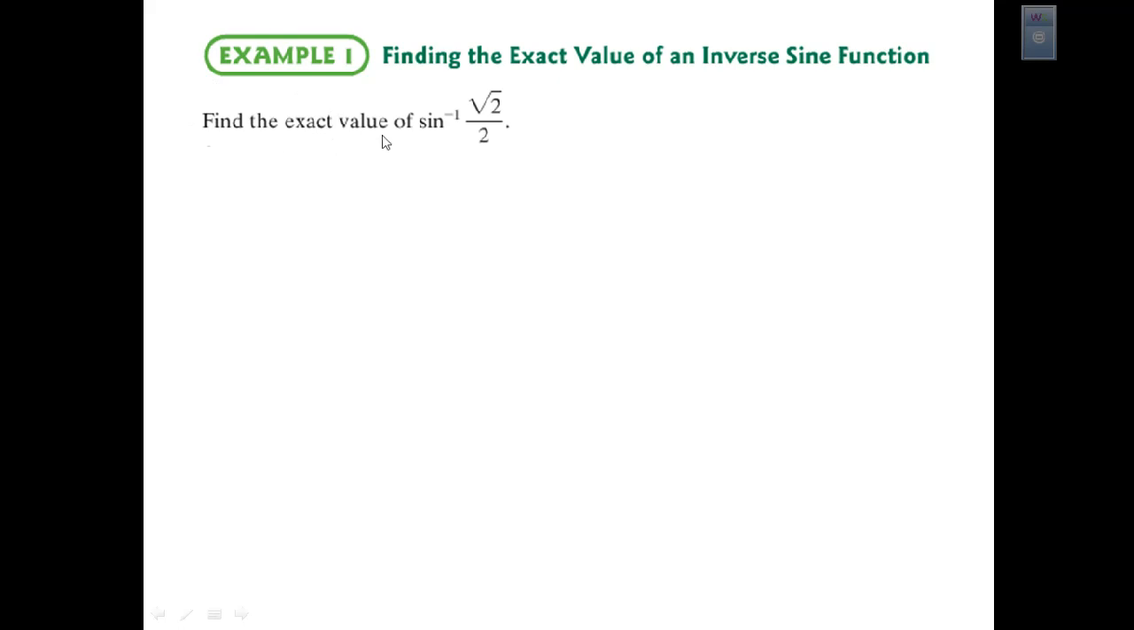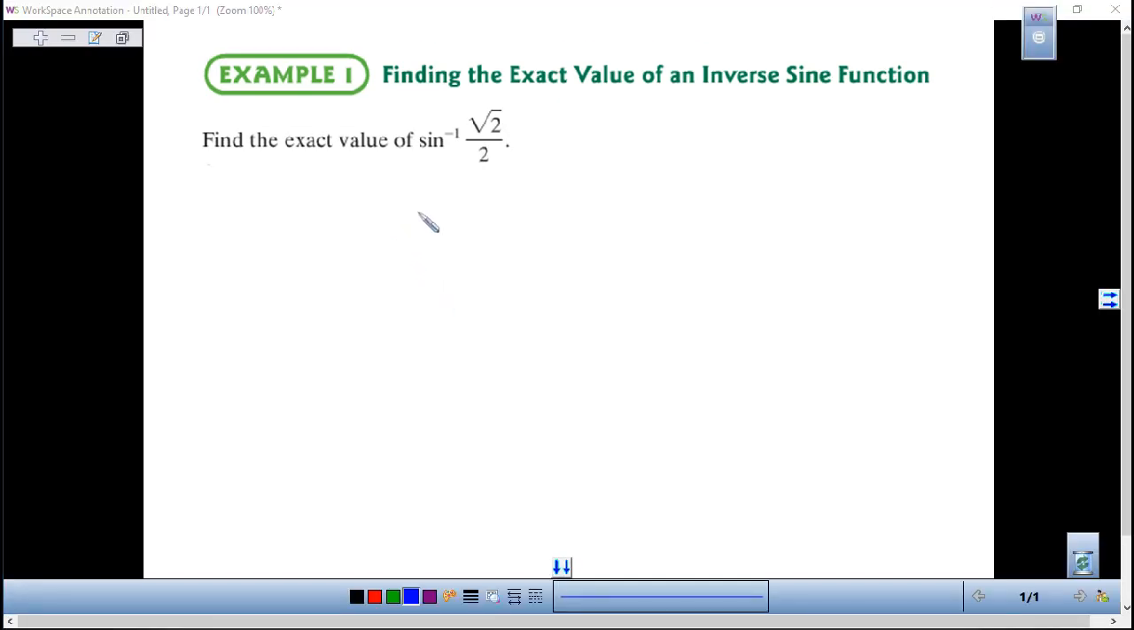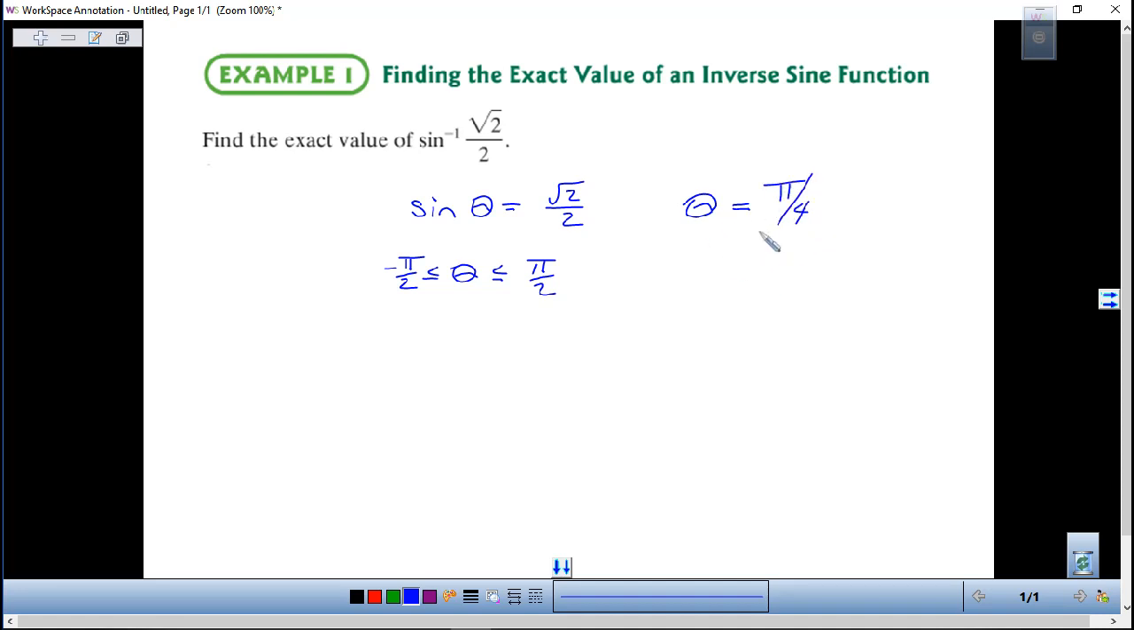All right, so find the exact value of the inverse sine of square root of 2 over 2. Once again, we're not having to write this down, but we're thinking: the sine of what theta is going to give me the square root of 2 over 2, where theta is between negative pi over 2 and pi over 2? Well, we know in quadrant 1, sine is going to be positive. In quadrant 4, negative pi over 2 to 0, the sine value is going to be negative. So we know we're in quadrant 1. Where in quadrant 1 do I have an angle that gives me a sine value of square root of 2 over 2? That's going to be pi over 4. And always double check: is pi over 4 between negative pi over 2 and pi over 2? It is. So there's our answer.